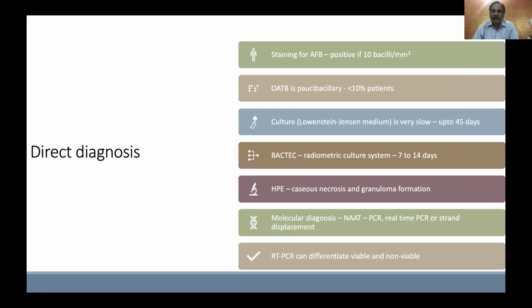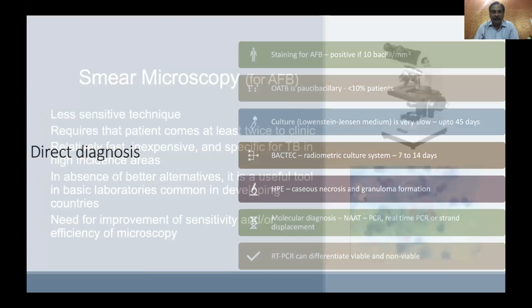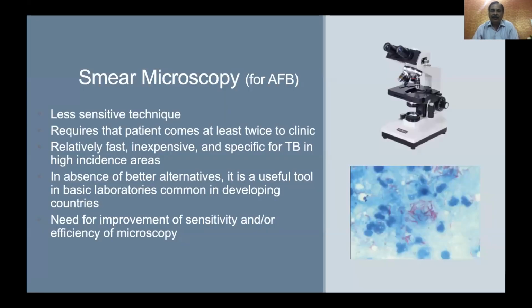The culture in the LJ medium, like I said, and the BACTEC, which gives you an earlier diagnosis. The histopathology shows caseous necrosis with granuloma formation, and then molecular diagnostics like NAAT and PCR are actually highly specific. The smear microscopy is more for an associated lung lesion. Like I said, it's a less sensitive technique. And if you have a sputum, you ask the patient to come twice, which is a difficulty. And it is only used in the absence of better alternatives.